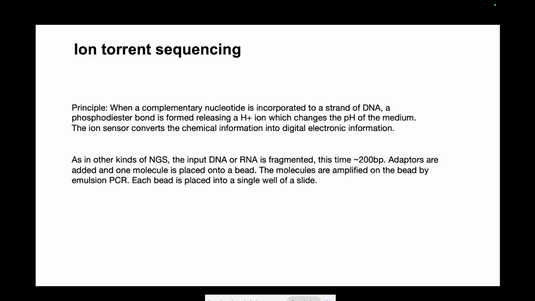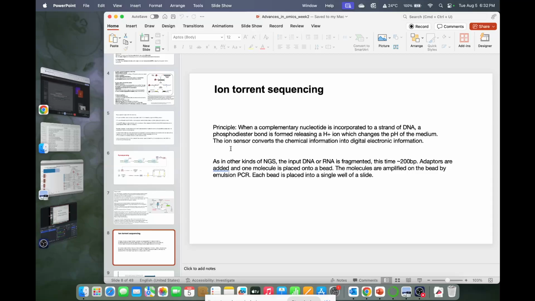In this case, you are not detecting the addition of the nucleotide by some light or radioactivity. You are detecting it by the change of the pH of the medium. The ion sensor will detect this, instead of a camera or some secondary device. This will just be an ion sensor which will detect the amount of pH change in the system after addition of one nucleotide, and it will convert that signal back to what base it is.